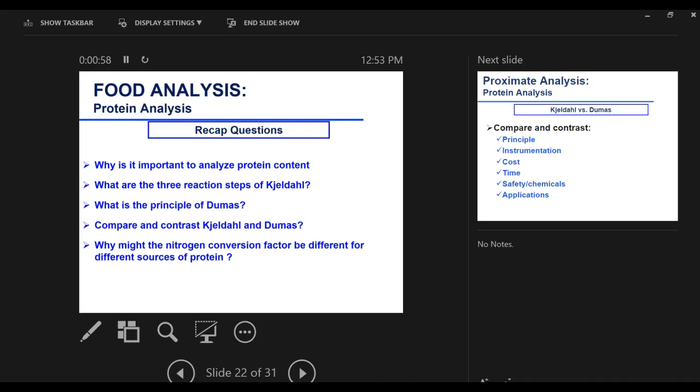So first, somebody remind me, why do we analyze protein content? Labeling. Okay, Sam? Okay, I'm awful at throwing candy. But what's another answer? Come up with another one. You got the candy already. You can do it.